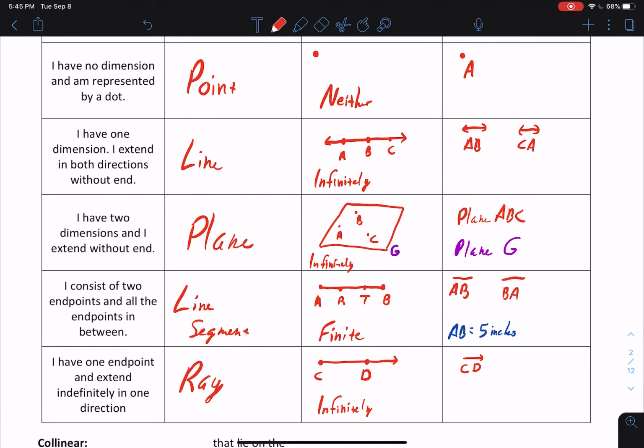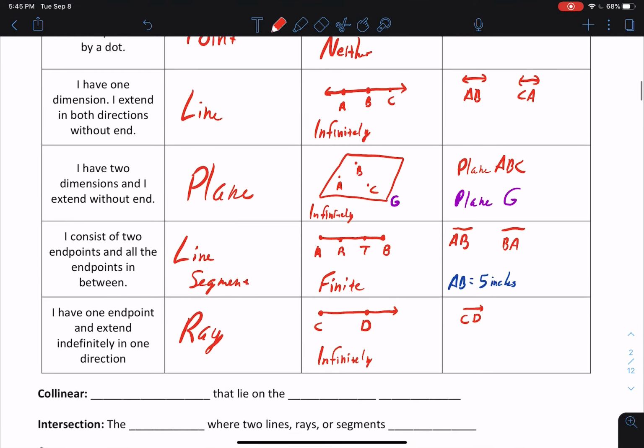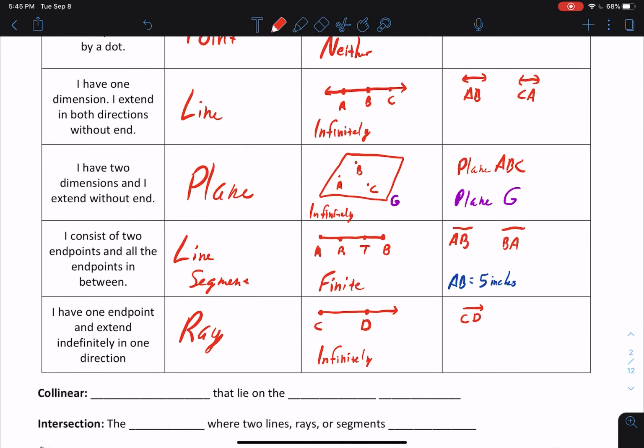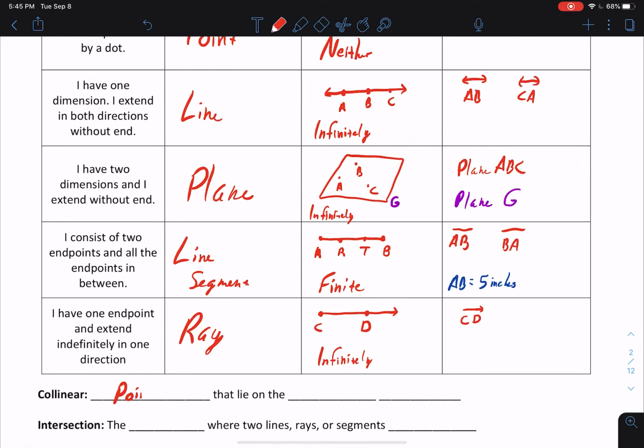All right, a couple more important vocab words are collinear and intersection. Collinear is points that lie on the same line. So if I drew a line here, I've got A, B, C, and D. All four of those points are collinear because they lie on the same line. All right, they share a line.